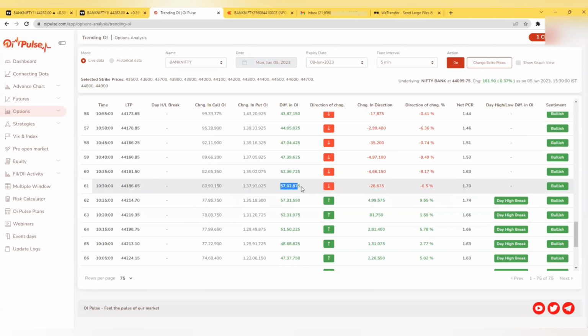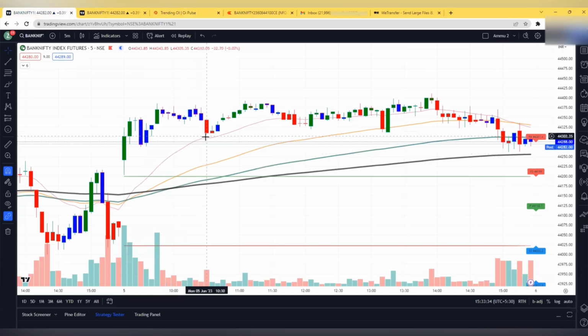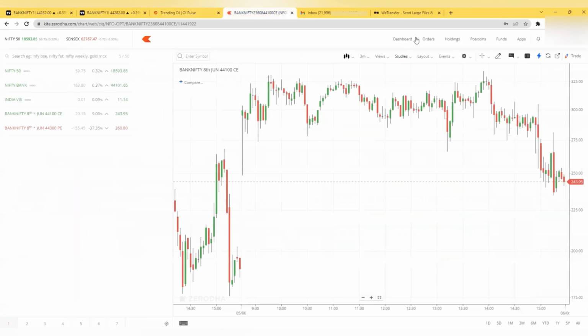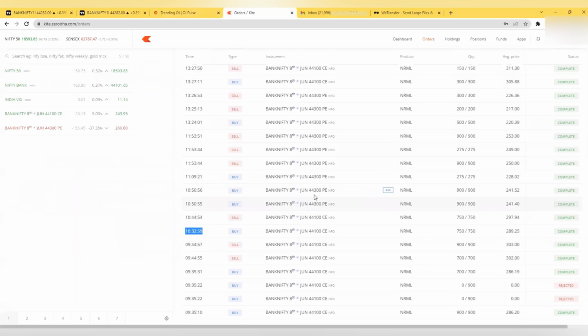The OI data is also supporting. So the data is supporting, this setup is confirming the trade. So I've gone on the call side at 10:30. If you see this order, I've taken a trade at 10:32. Okay, so this is the next trade. Now after that, I'll be going on the put side.